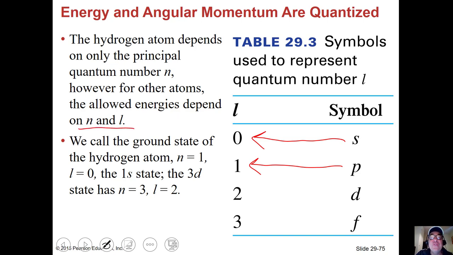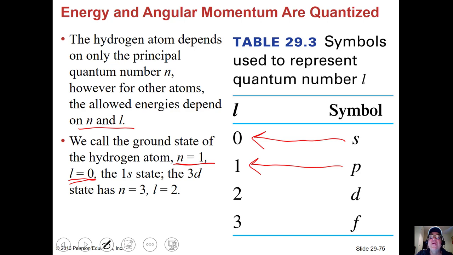So for hydrogen, we know the energy just based on N. So the ground state of hydrogen is, when N is equal to 1, in that case, L can only be 0. Same thing, when L is equal to 0, as you saw on the previous slide, M can only be 0, and then you have spin up, spin down. So in the ground state, there's 2 possible situations.